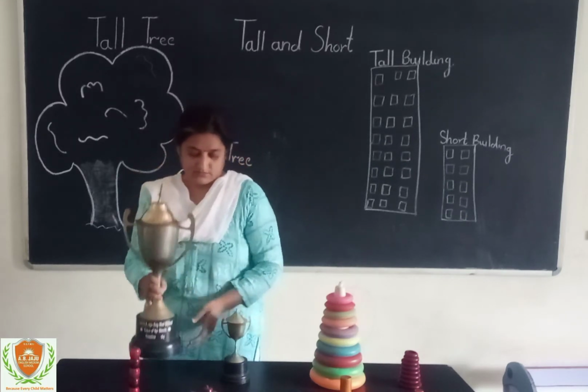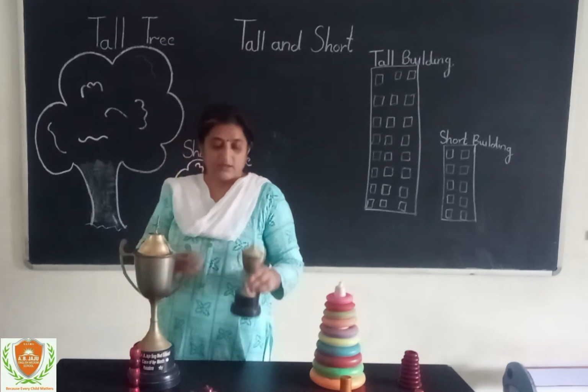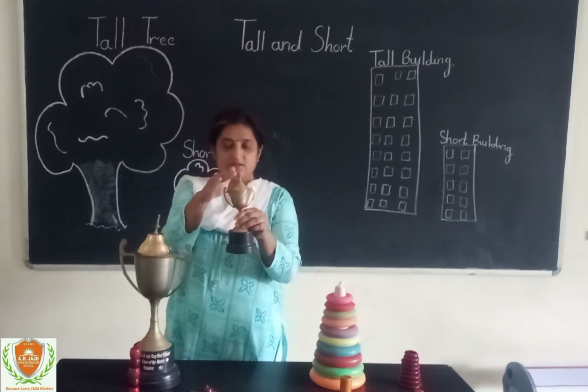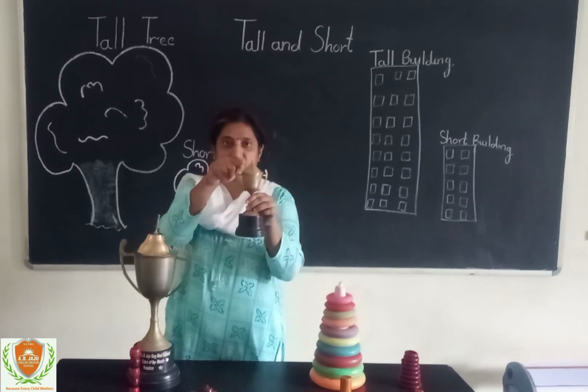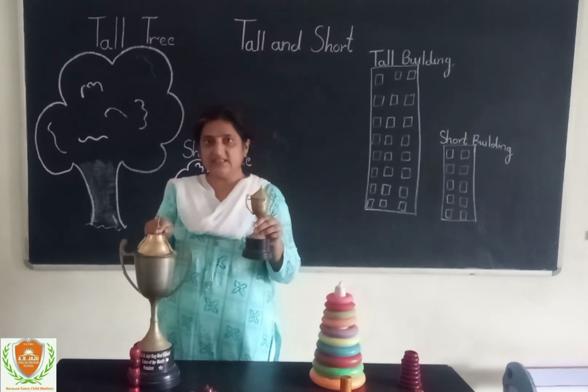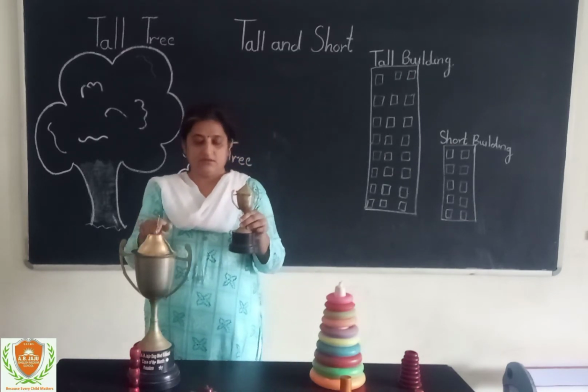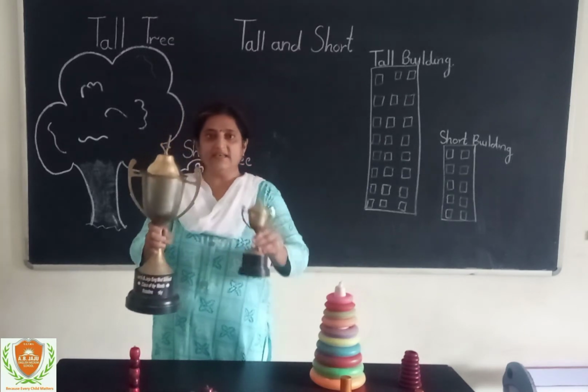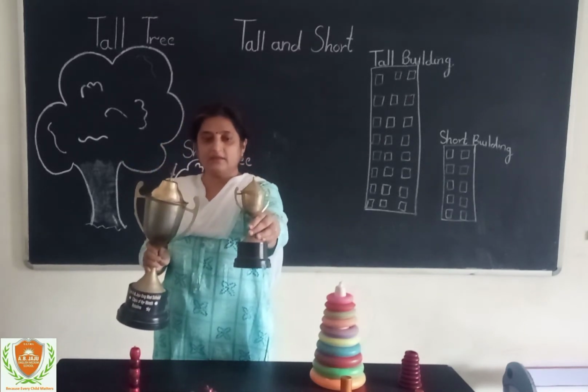Okay. Now this trophy is small in height. So this is a short trophy. This is short and this is tall. This is the tall trophy and this is the short trophy.